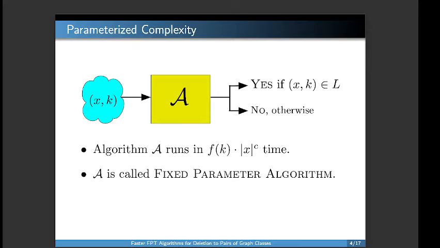So we'll be looking at designing FPT algorithms for graph problems. So let's define what that is. Here we also have an integer, a parameter k, associated with the input, and we want the algorithm to run in f of k times polynomial in the input size. In such a case, we call the algorithm a fixed parameter tractable algorithm.